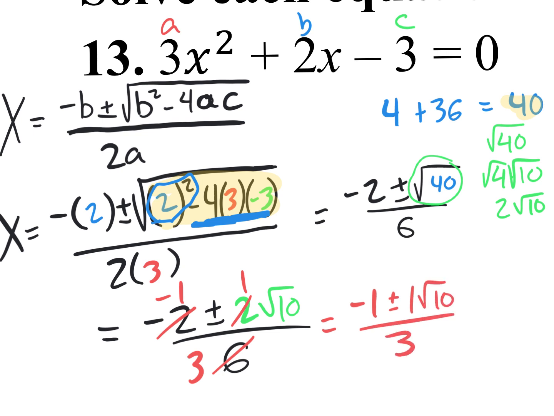But we know that this 1 right here is not necessary. So you could erase that 1, and it'll just be negative 1 plus or minus the square root of 10. You don't need the 1 in front of it. And that is your answer, okay?